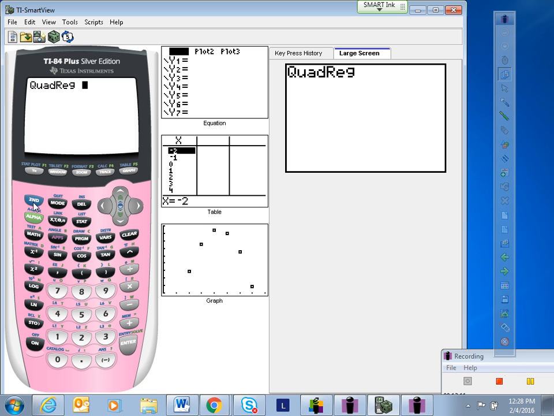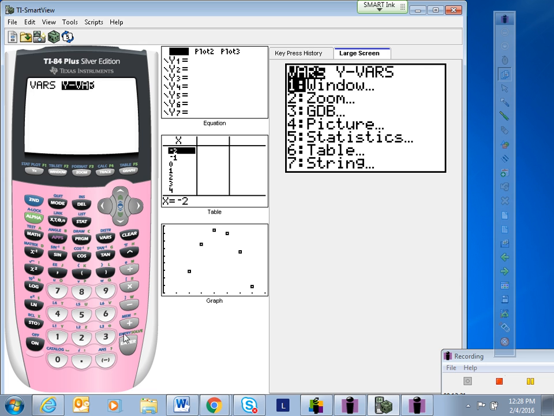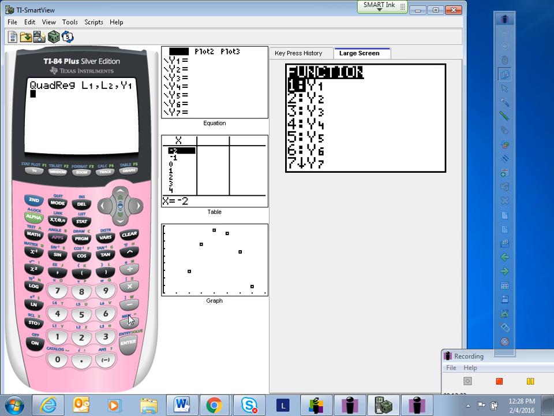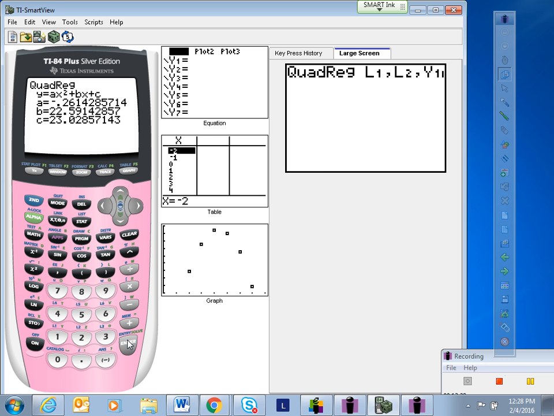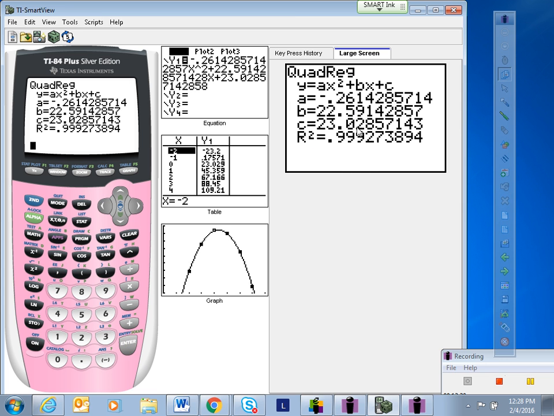So let's go. I have to do mine in a different way. That's the way we used to do it. You have to remember all of that, okay? Alright, so there it is. Now look, it's giving me the R squared. What if it doesn't give me the R squared? Does anybody remember how to do that?